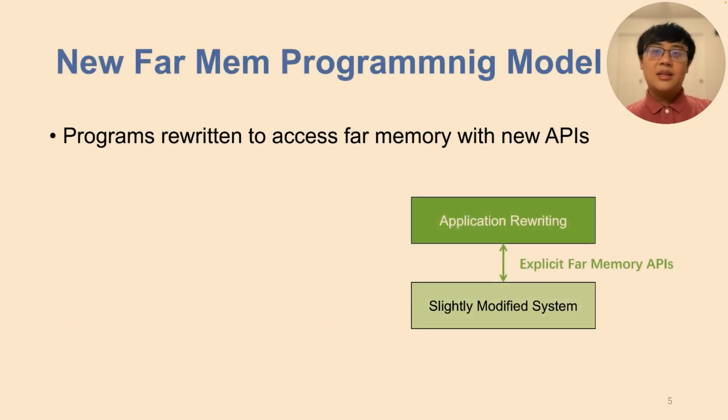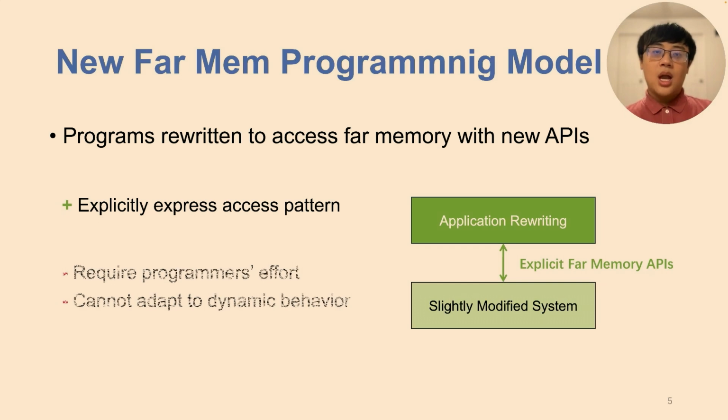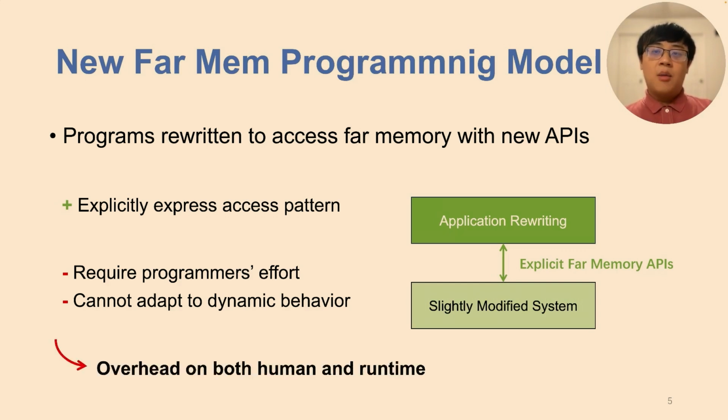The first, application-centric approach, creates new file memory programming models. Programmers need to rewrite their programs utilizing the new file memory APIs. In this process, programmers can explicitly express and optimize for file memory accesses. However, this requires much programmer effort to do the rewriting and cannot adapt to different dynamic behaviors, including runtime size change and execution hot point change. This could lead to overhead on both the human and runtime side.